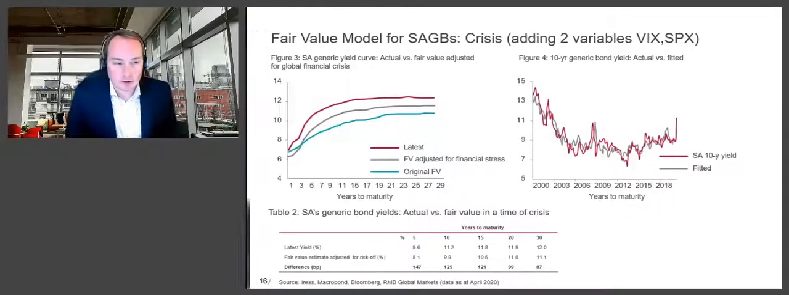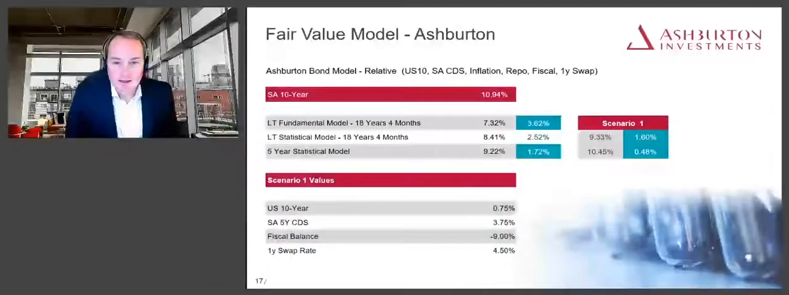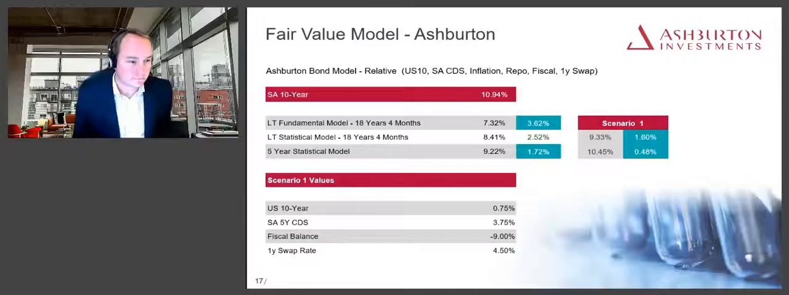If I look at some of our own modeling and analysis, it's saying that if we look forward, we assume the US 10-year is going to stay at 0.75. We assume the SA CDS stays roughly where it is now. We assume the fiscal balance goes to about negative 9% at the end of next year, and the 1-year swap is around 4.5. Then a fair value for South African bonds is somewhere between, let's call it, 9.5 and 10.5. So let's pick the midpoint, given the current scenario, to be around 10, which is a little bit below where we are now.